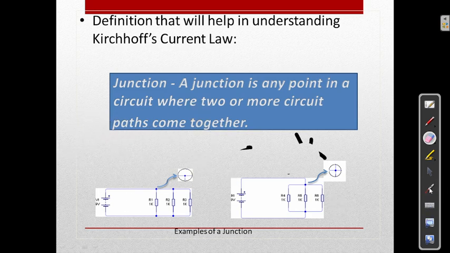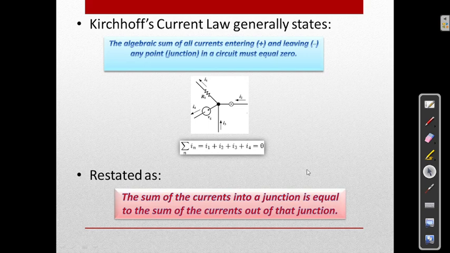These are examples of a junction. You can see here 2 points come together over here. Here you can see 4 points come from the voltage source, R5, R4, and then R6. There are more than 4 points coming over here. This is called a junction. These are the two junctions, and this one has more than 4. Now we will see Kirchhoff's current law.